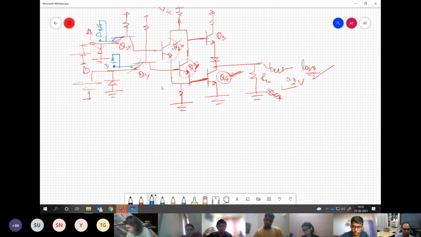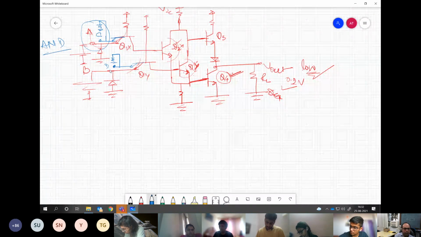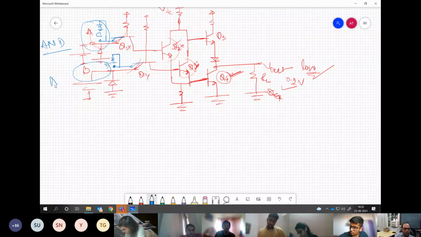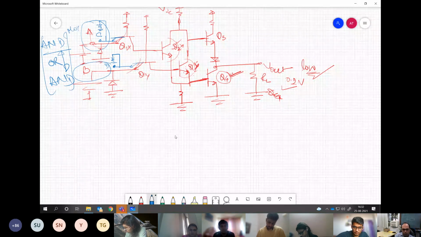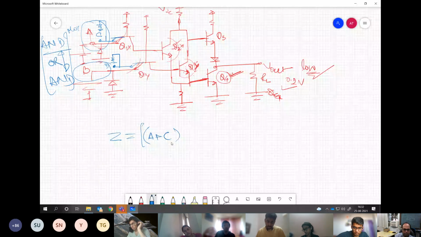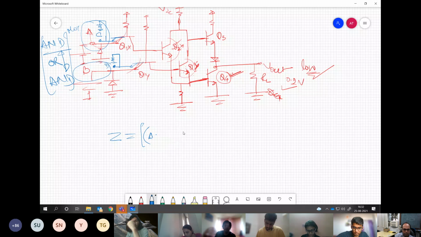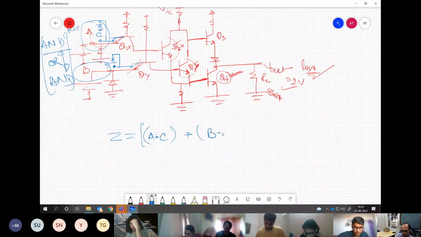See, obviously the A and C inputs are going to have an AND operation, isn't it? B and D are going to have an AND operation. And this combined unit is going to have an OR operation. And because this is behaving like NOT, on top of that there would be a NOT operation, isn't it? So what your Z output would be: A into C plus B into D, and then NOT of this whole.